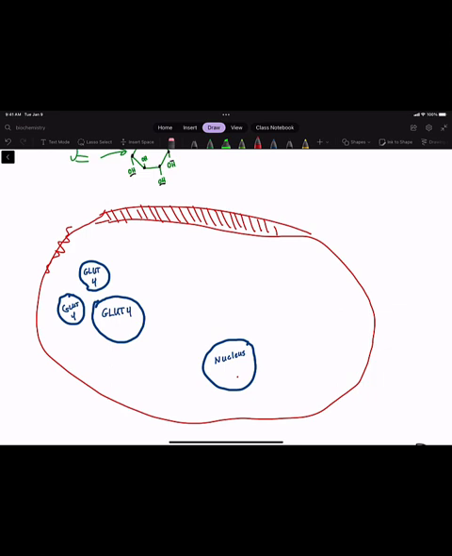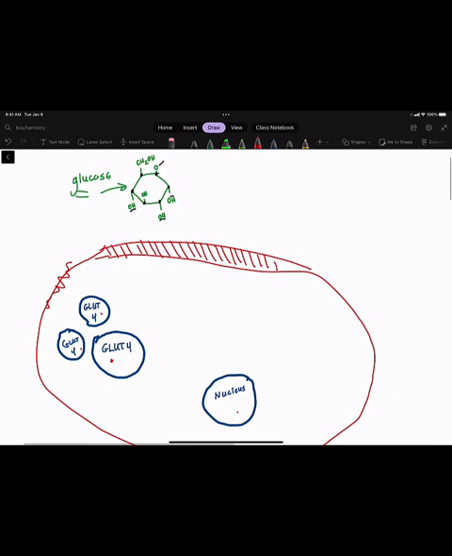And then I have a couple of things over here, here and here, called GLUT4. You may know what they are, you might not. It's not important right now. It's just the concept. Okay, so we have potential energy here. And then we've got to get that energy inside here. How do we do that?